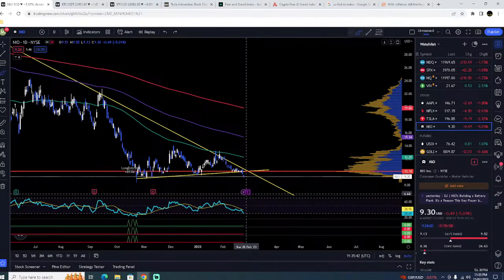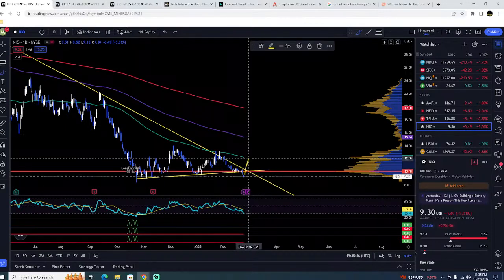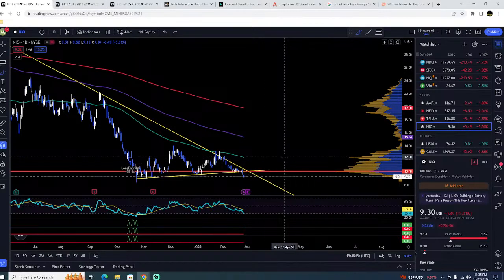Now the only saving grace can be if the earnings are nice, strong earnings, then yes, we are going to get out of this long-term trend.